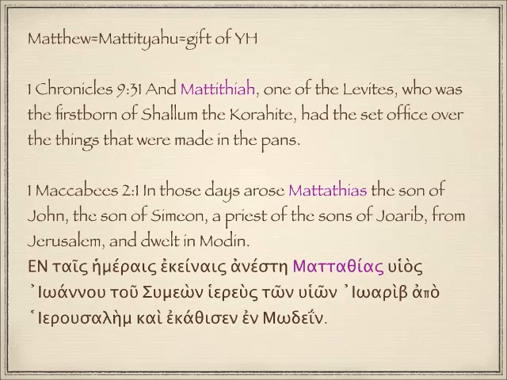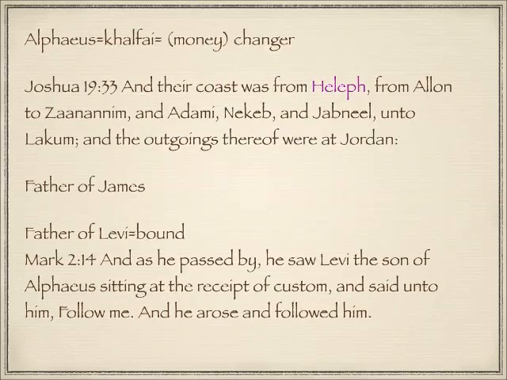We can see it in 1 Chronicles 9:31. And Mattithiah, one of the Levites, who was the firstborn of Shallum the Korahite, had the set office over the things that were made in the pans. And there's a very famous Mattathias in the story of the Maccabees. In 1 Maccabees 2:1, in those days arose Mattathias, the son of John, the son of Simeon, the priest of the sons of Joarib, from Jerusalem, and dwelt in Modin. And here's the Greek text, and you can see his name, Mattathias, there. Again, it's Greek, it ends in S.